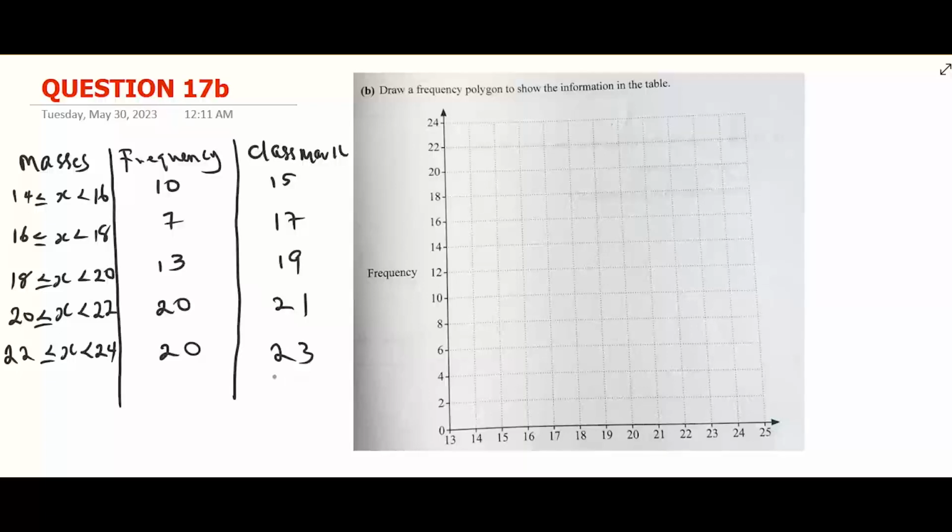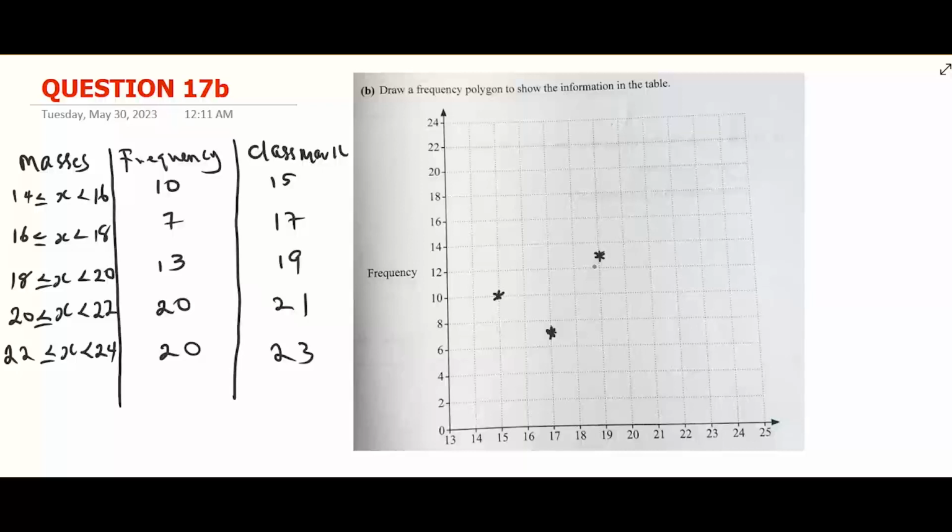So to get the points, let's plot this on this grid. When the class mark is 15, what is the frequency? The frequency is 10. So I can mark this point here. When the class mark is 17, what is the frequency? The frequency is 7. So it will be the middle here. When the class mark is 19, the frequency is 13. So 13 will be the middle here.